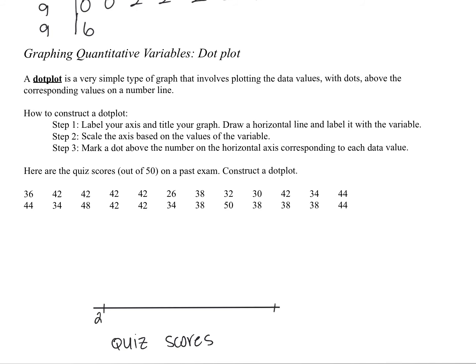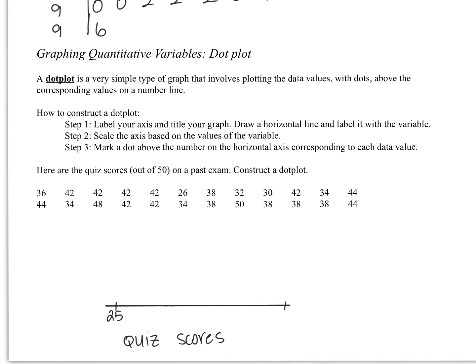So I'm going to go up by 5s, and I'm going to start with 25. So I'm going from 25 to 50. So 25, 30, 35, 40, 45, and my 50 is just a little bit too far away.